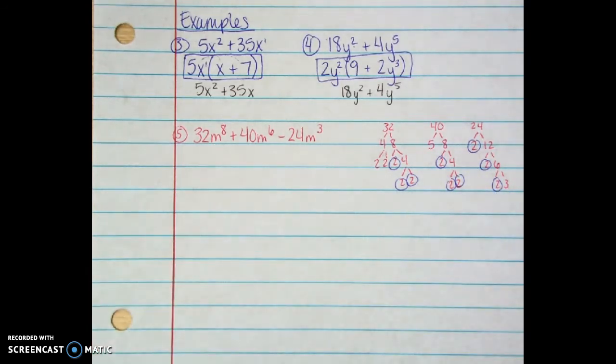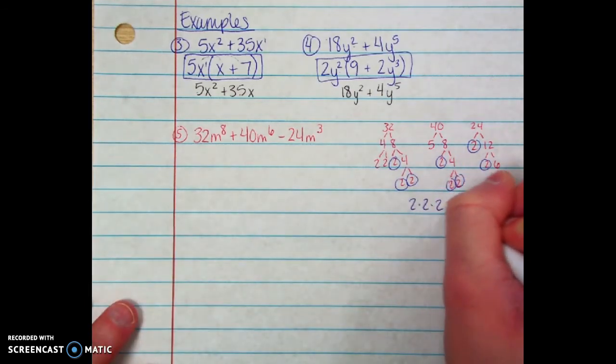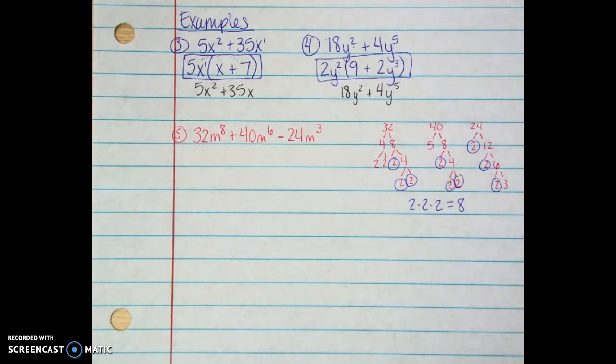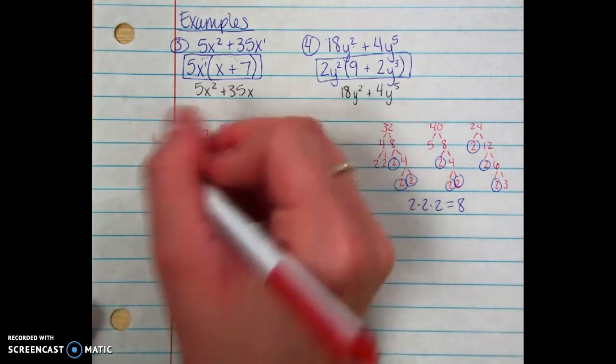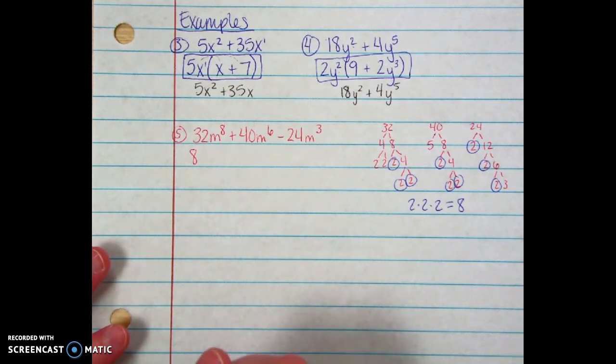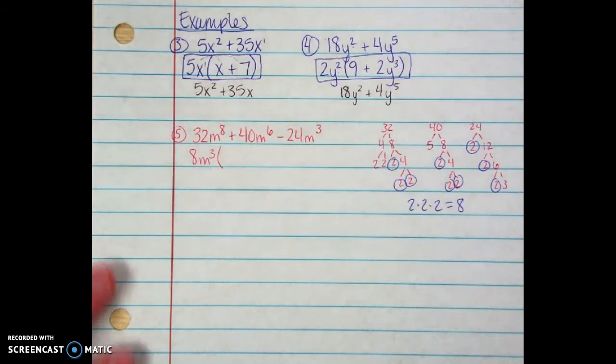So 2 times 2 times 2 is what they have in common. And no, that is not 6. 2 times 2 is 4. 4 times 2 is 8. So 8 is part of the GCF. They all have m's, so I take the smallest one, which is m to the 3rd. Do my parenthesis.